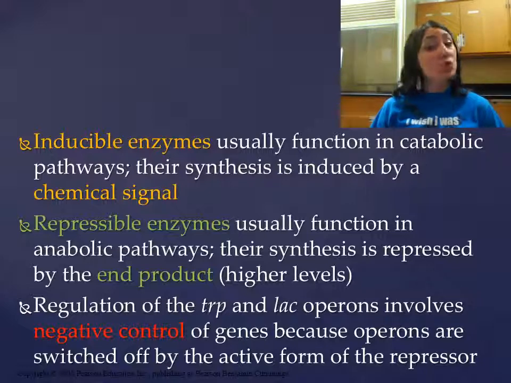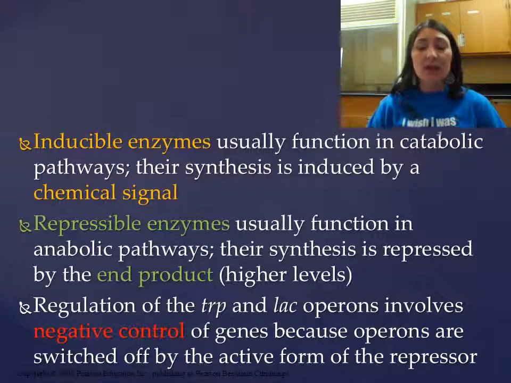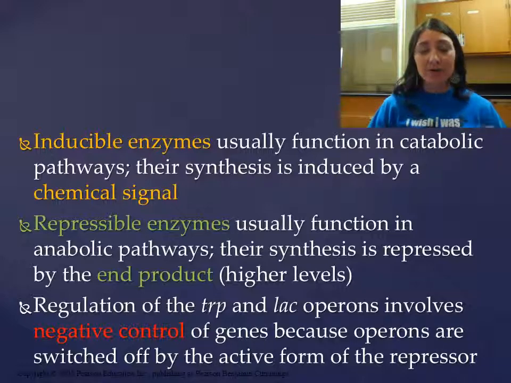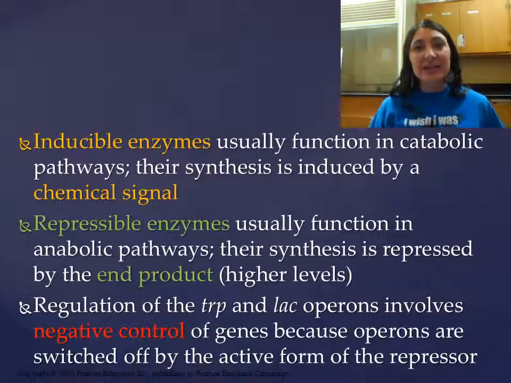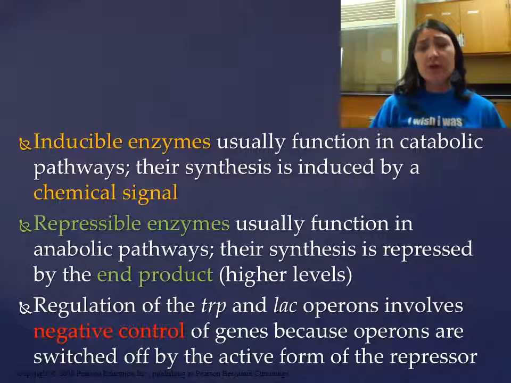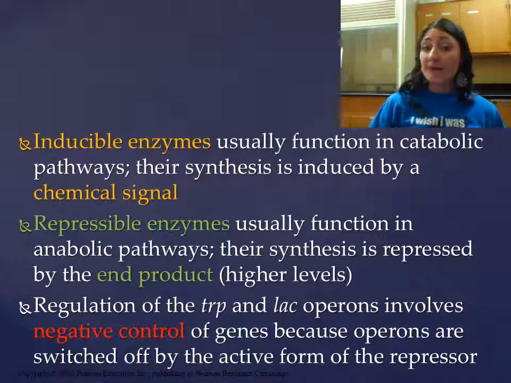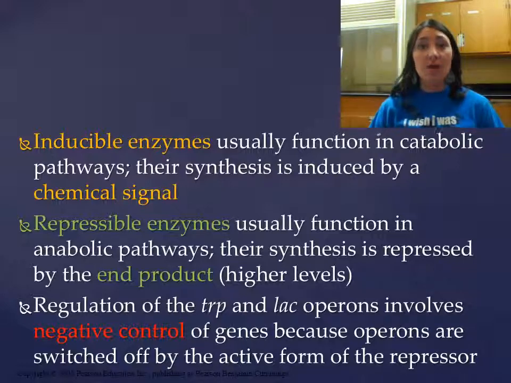Repressible enzymes usually function in anabolic pathways, whenever you're trying to build a molecule, such as trying to make tryptophan because it is not present in the body. The synthesis is repressed by the end product. So when you get a bunch of tryptophan, that actually binds with the repressor and causes the gene to shut off. Regulation of TRP and LAC operons involves negative control of genes because your operons are switched off by the active form of the repressor.